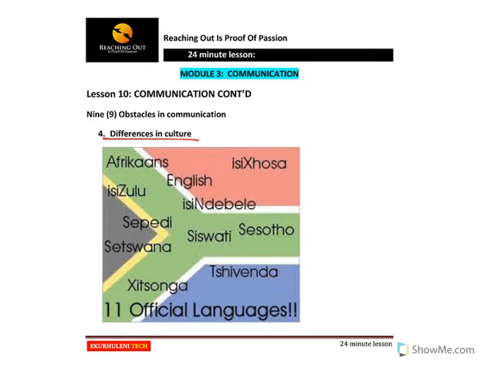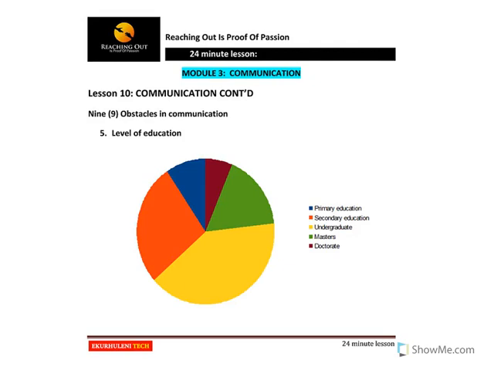I think you have always heard that when you're traveling to another country, you need to learn their basic culture. Why? Because it is possible that what you take as a friendly gesture in your country can actually be offensive in another country. So hence differences in culture can totally act as an obstacle in communication.